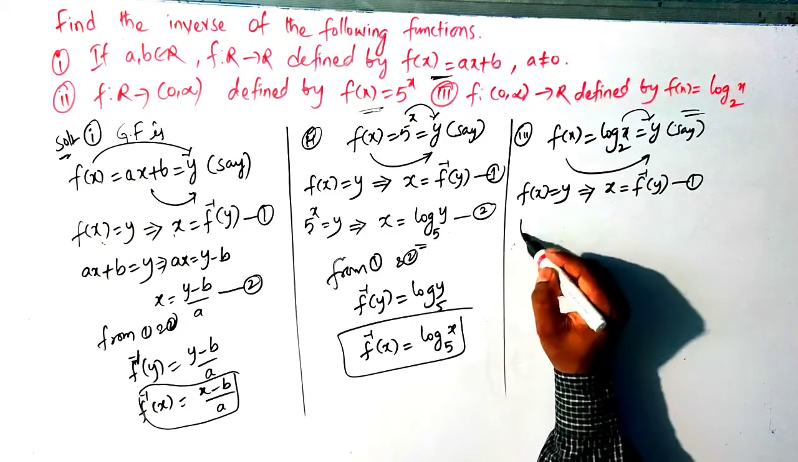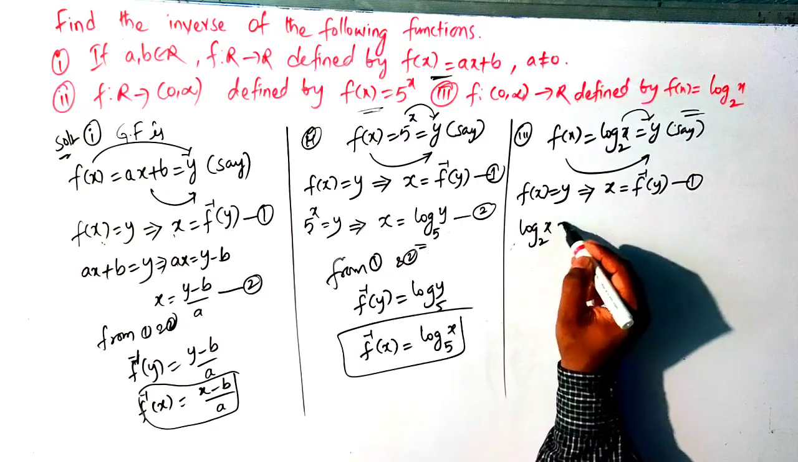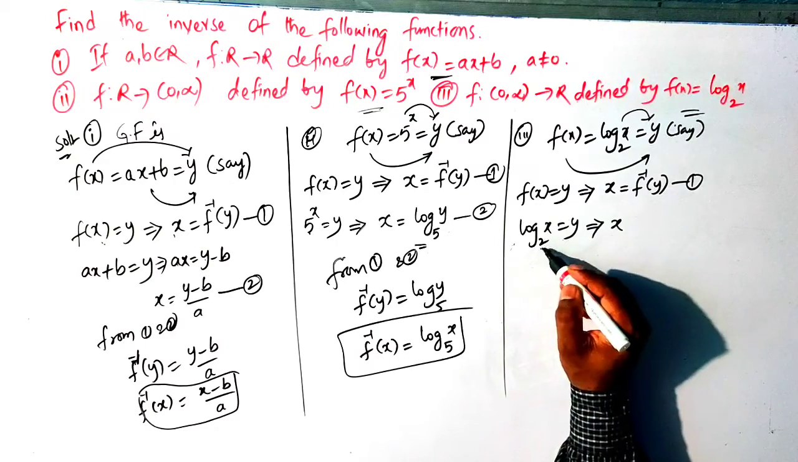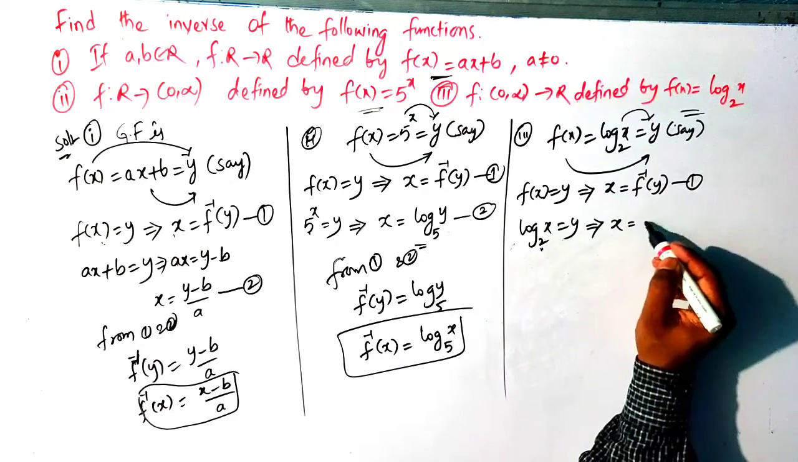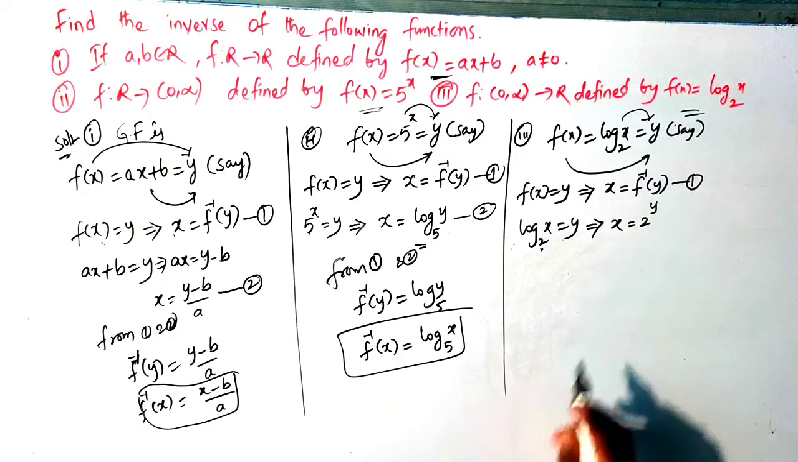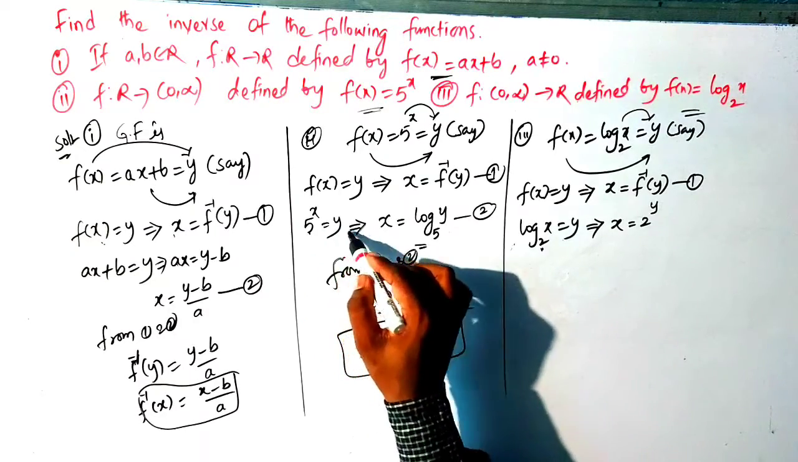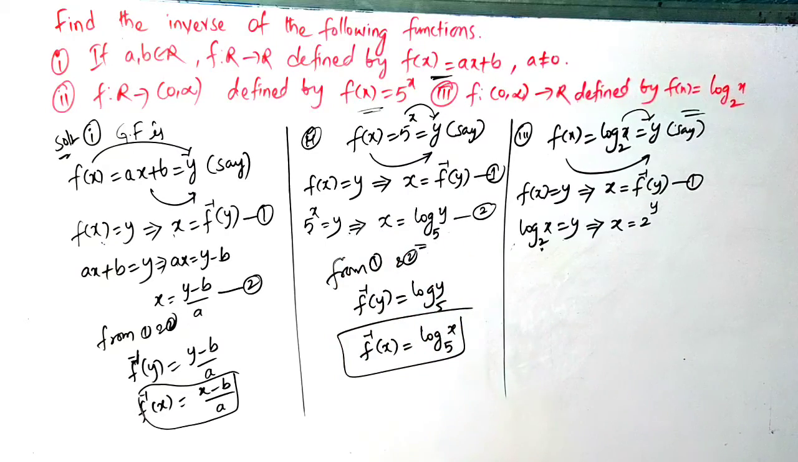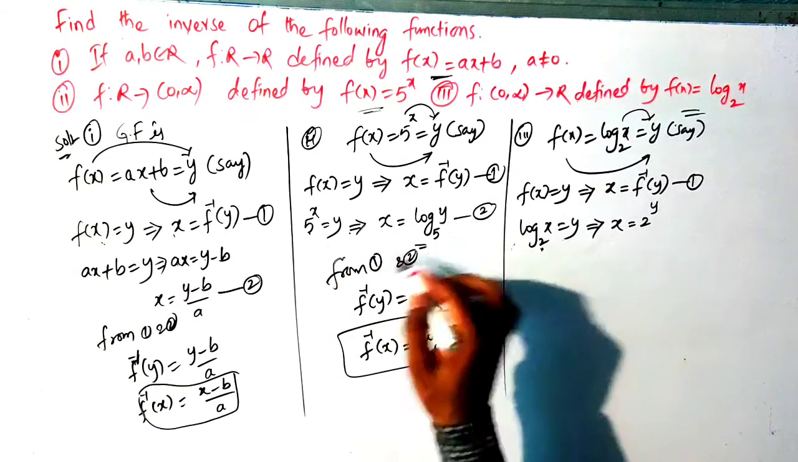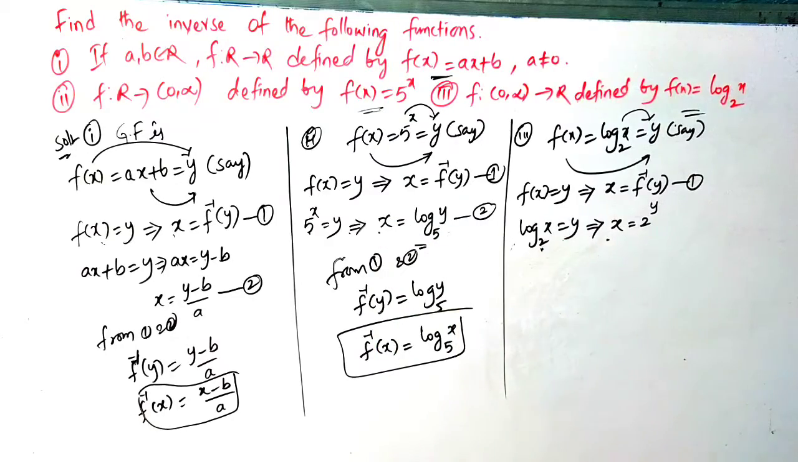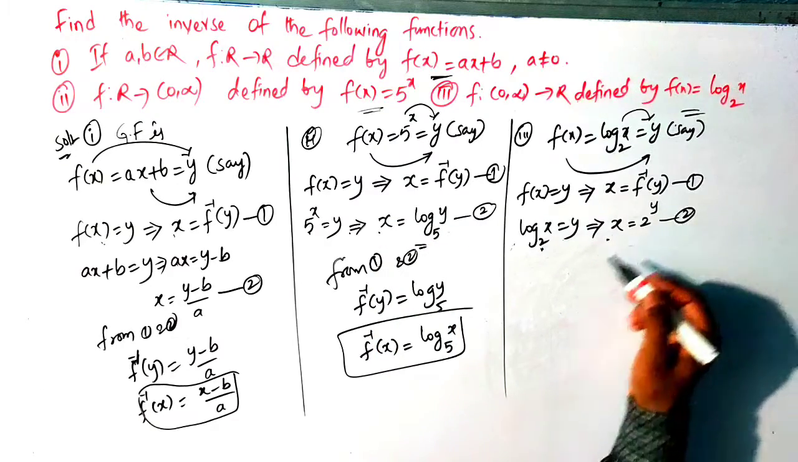Okay. So next, log x base 2 equals y. That implies x equals, here the base is 2, so take that side and change it into base power y. Clear? So 2 power y we get here. And 5 power x equals y, that implies x equals log y base 5. So this is equation number 2.